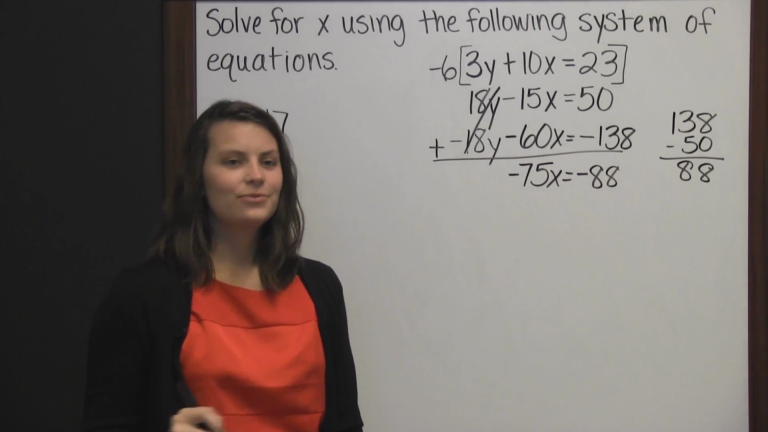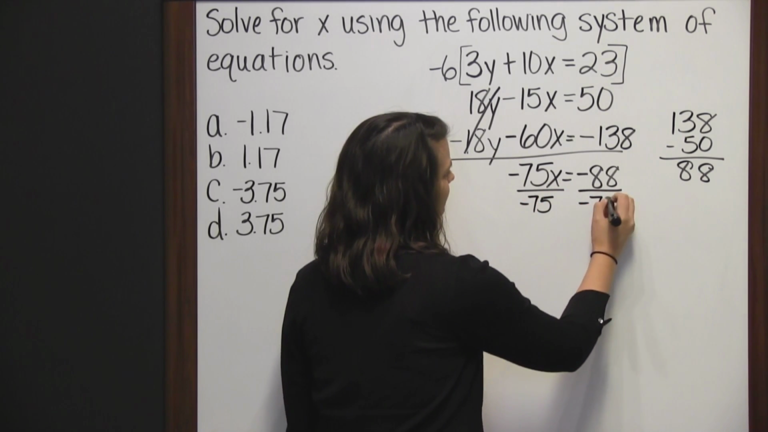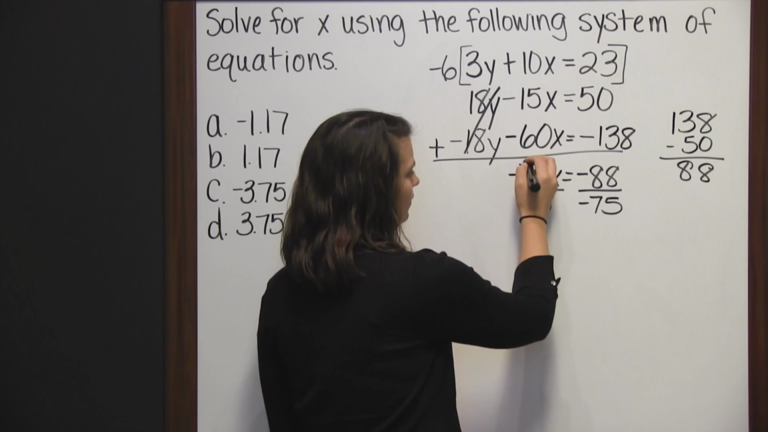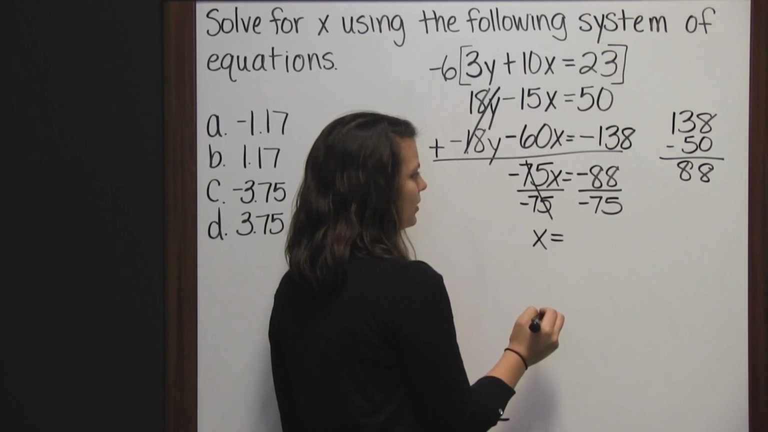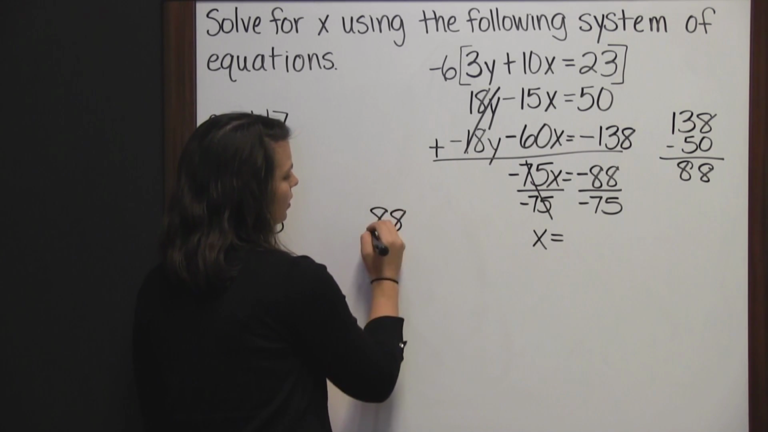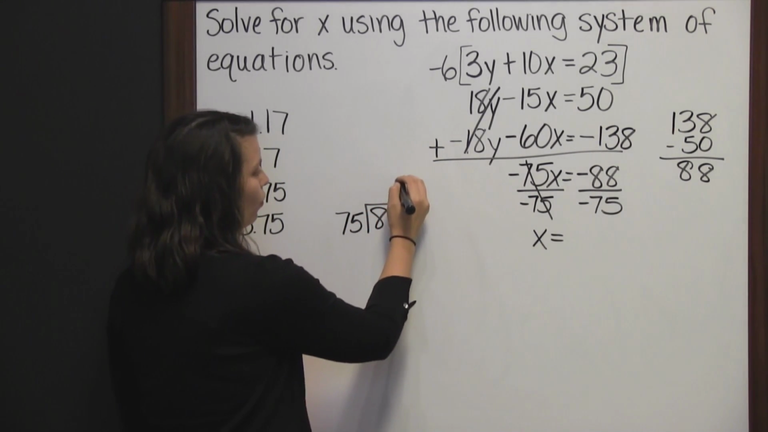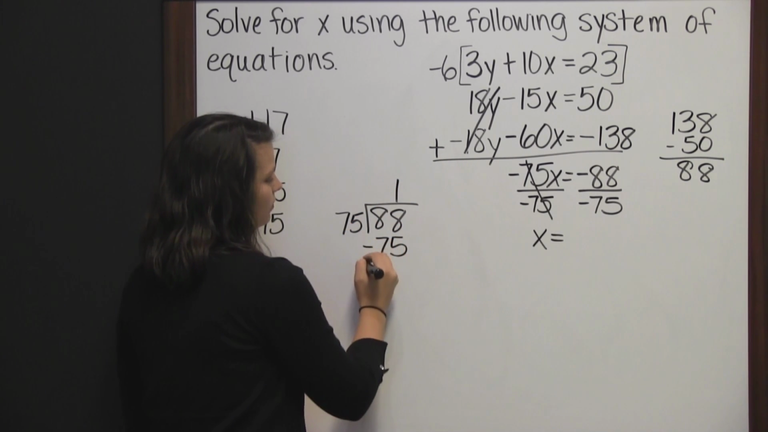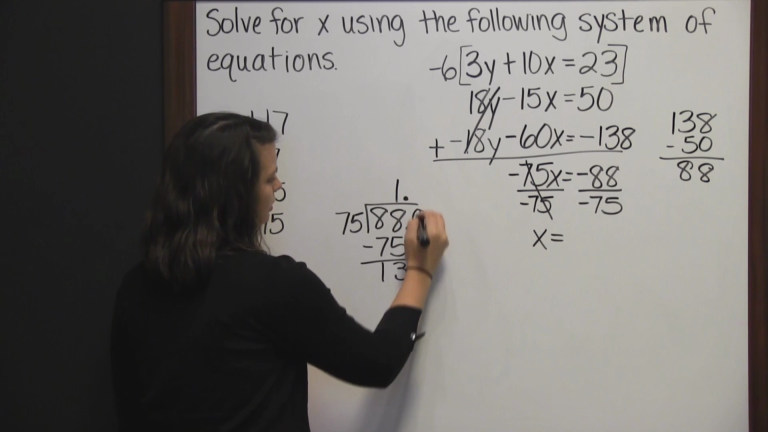Finally, to solve for x, we need to divide both sides by negative 75. A negative divided by a negative is a positive, and 75 divided by 75 is 1, times x is x. And again, a negative divided by a negative will give me a positive. And we can divide those off to the side. 75 goes into 88 one time. 75 times 1 is 75. We subtract and we get 13. Add a decimal and a 0. Bring it down.